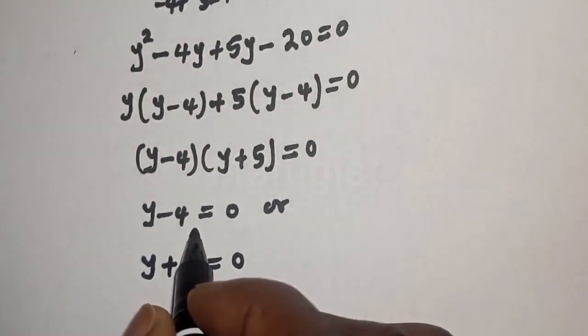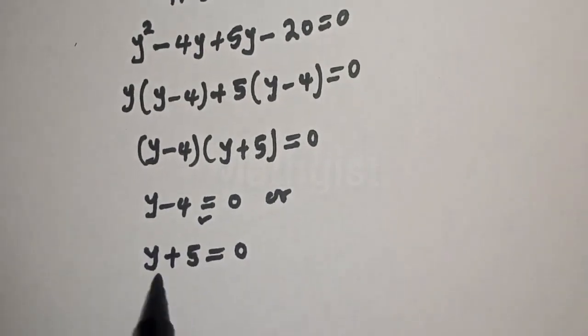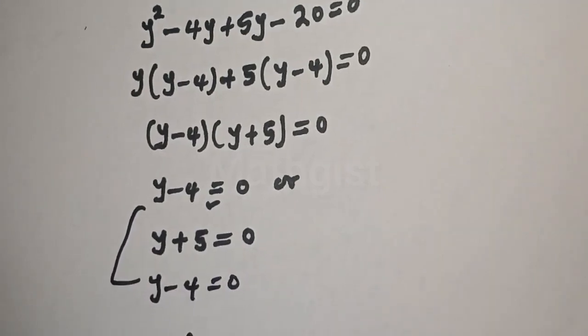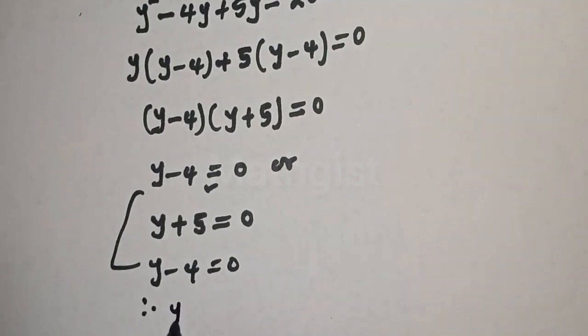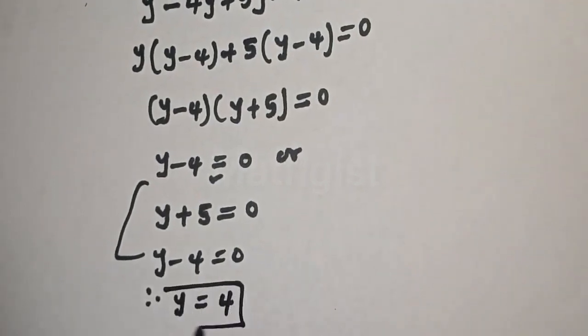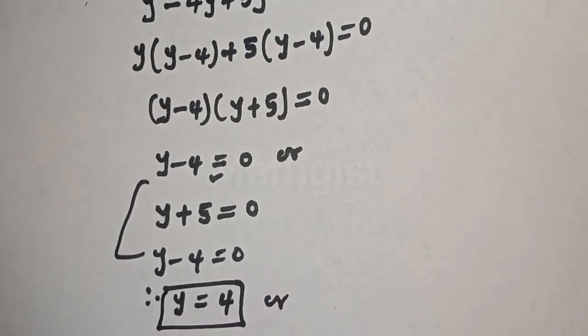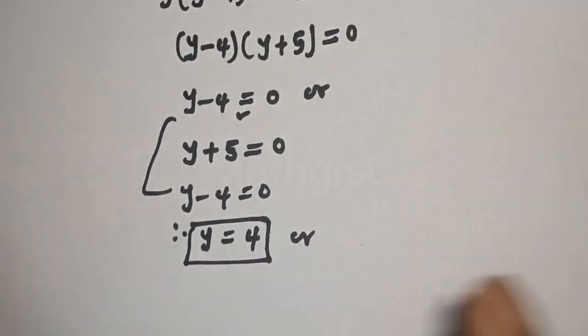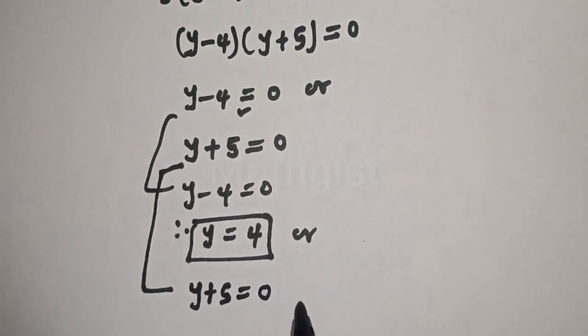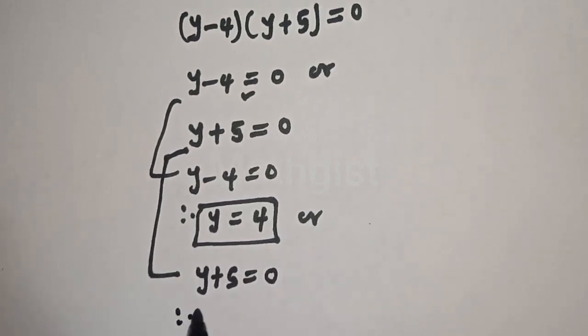Now let's consider this y minus 4. Then y minus 4 is equal to 0. Therefore, y is equal to 4. Or let's consider this case. y plus 5 is equal to 0. Therefore, y is equal to minus 5.